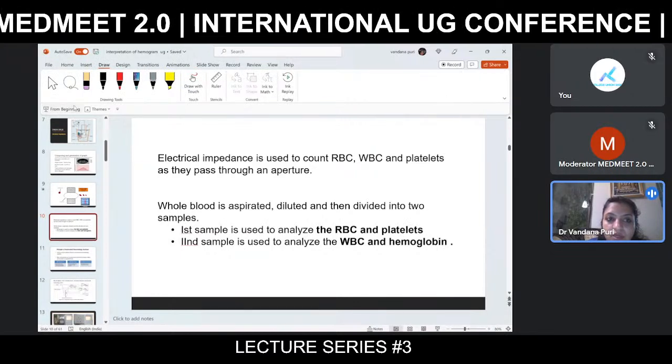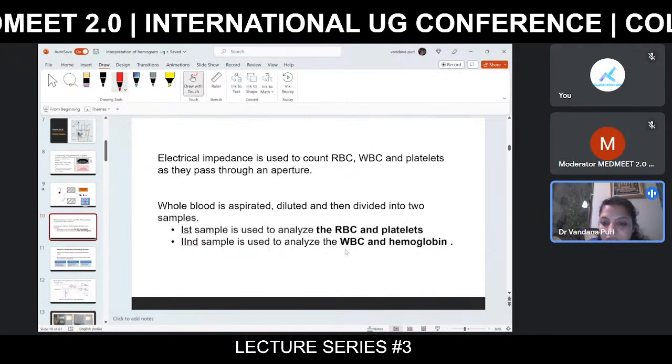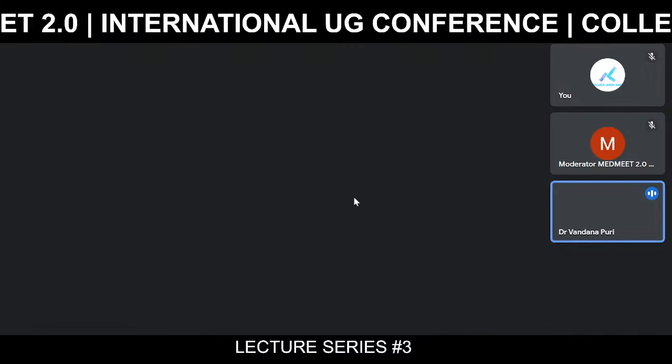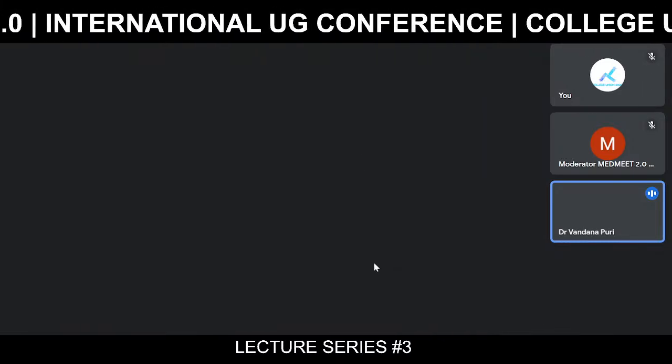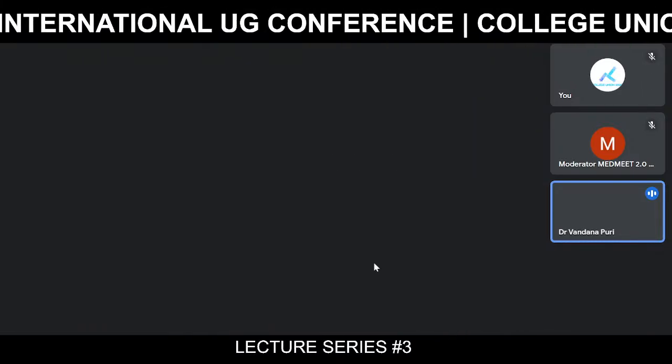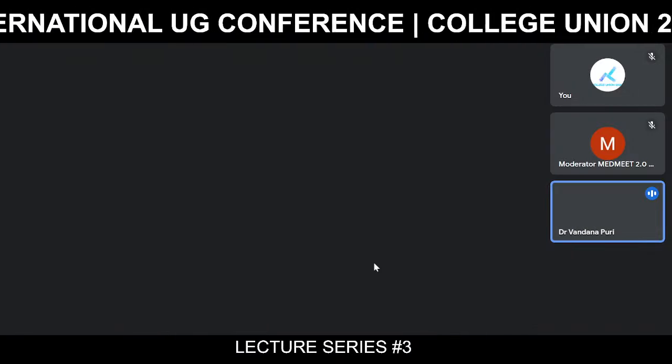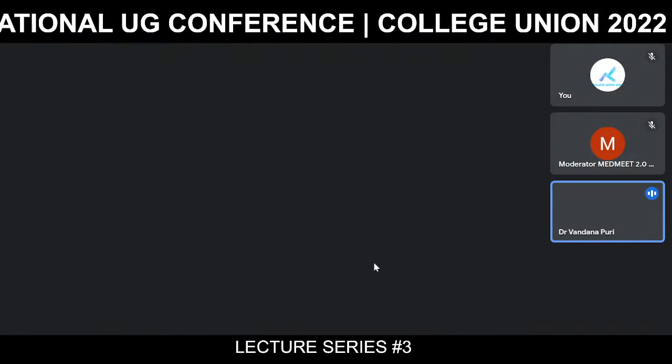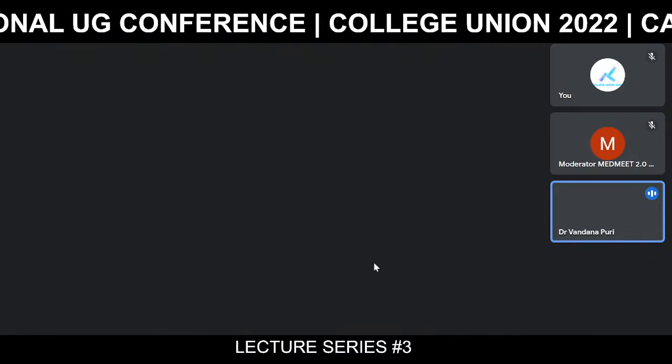So we are going to count both WBCs and hemoglobin together, whereas we are going to count RBCs and platelets together. Together means we have an RBC detector block in which the RBCs and platelets are counted together.